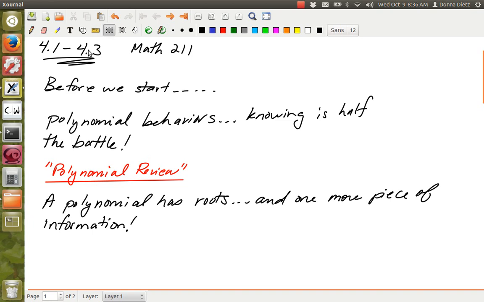using what we know about calculus. So we try to put our graphical skills and our calculus skills together. However, before we start in on this, I'm going to talk about polynomial behaviors because knowing is half the battle.